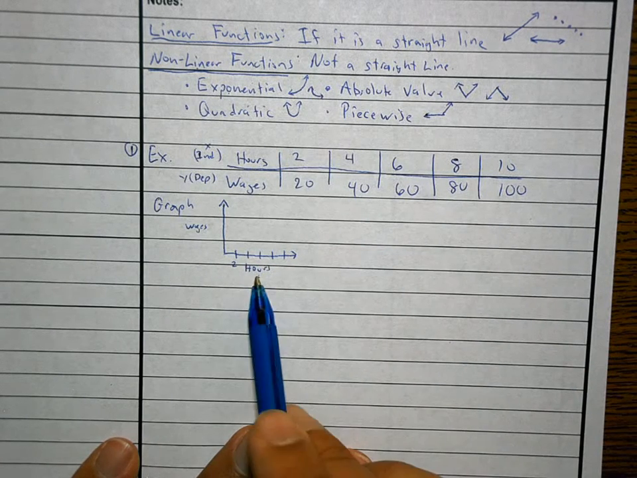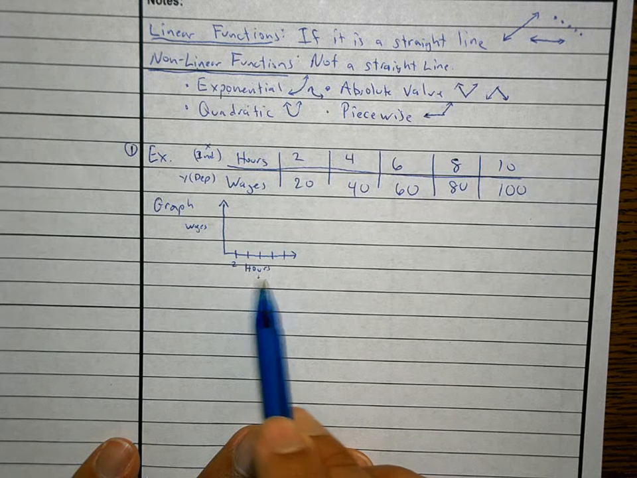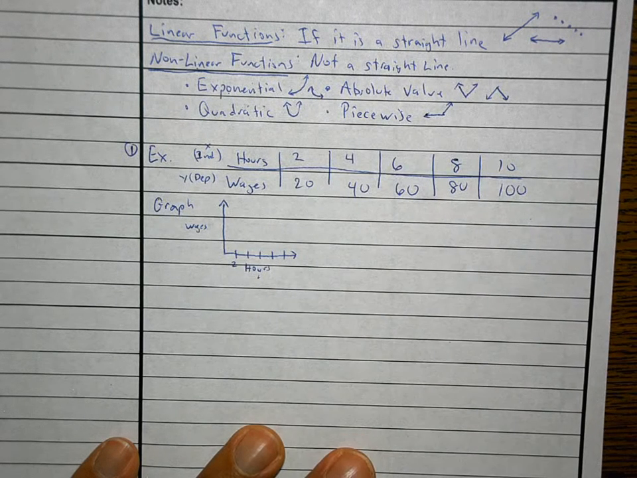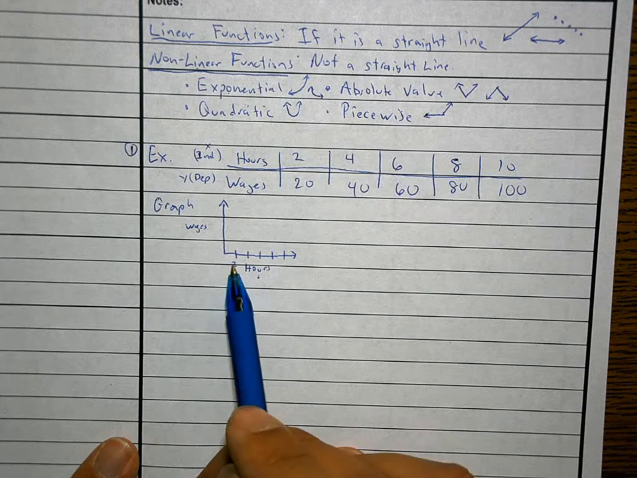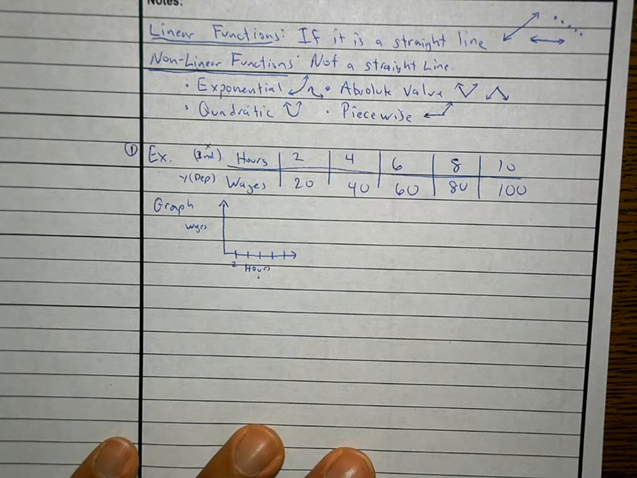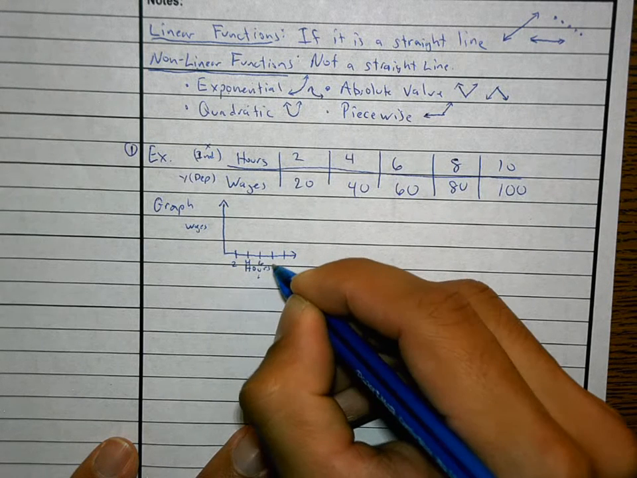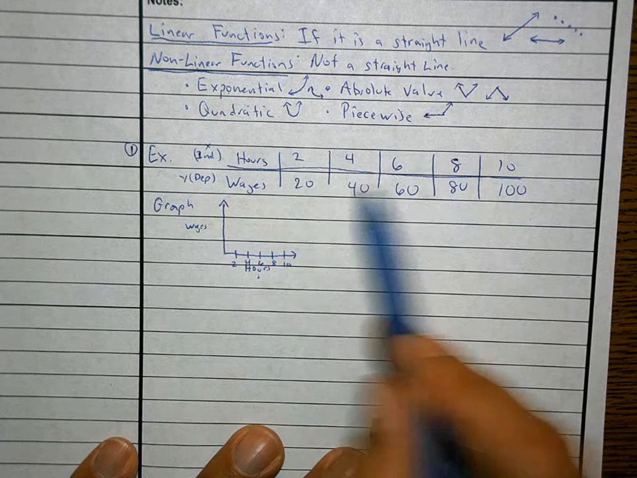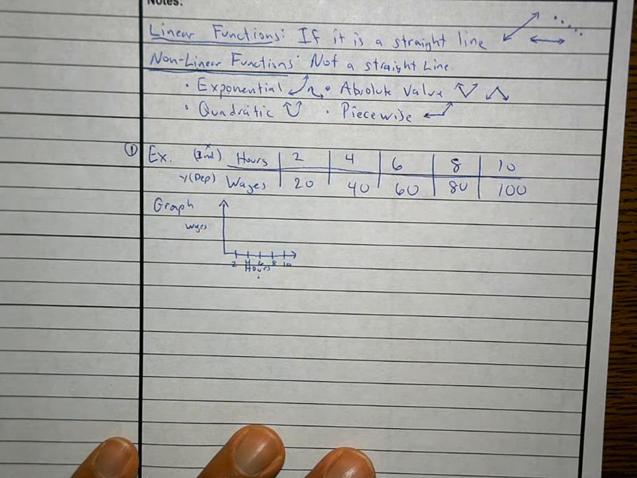Well, don't forget what this is. This is hours. Do I want to get to 20? Nope. So, I have 2, 4, 6, 8, 10, because I want to count by 2s since the hours go by 2s.